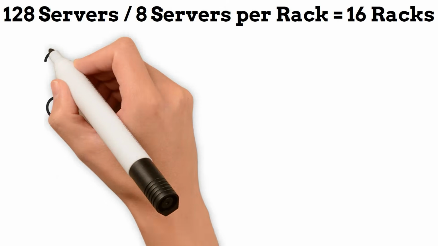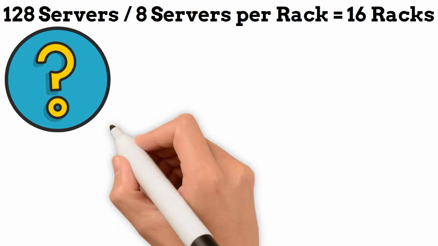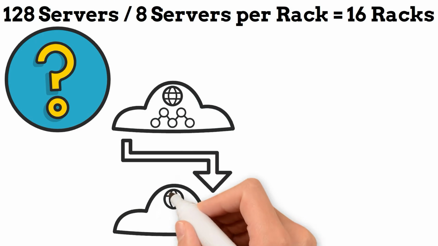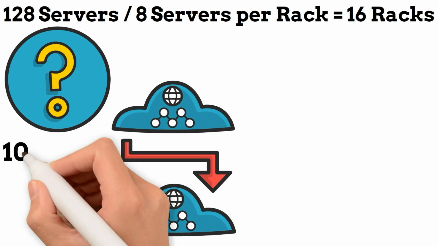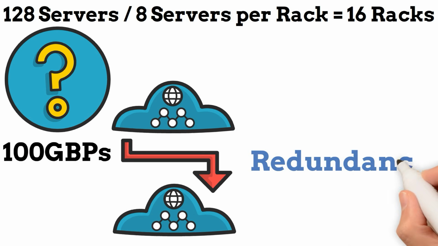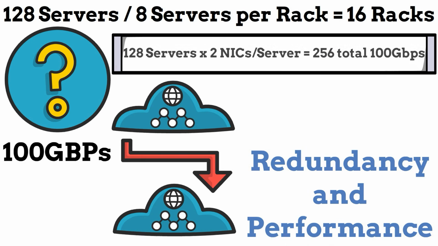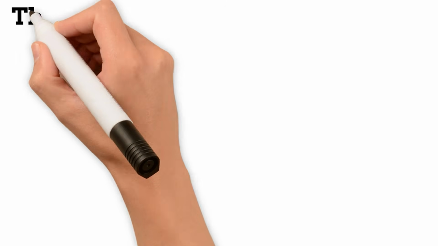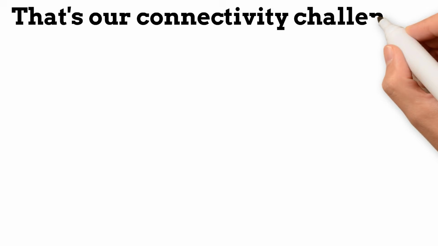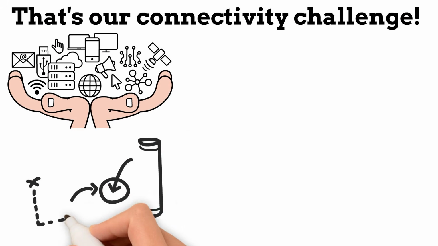But the most critical part is how these servers talk. Each server in this design is equipped with two 100 Gbps network interface cards, or NICs. Why two? Redundancy and performance. This means we have a grand total of 256 connections, and that's our connectivity challenge. How do we wire up 256 high-speed links without creating a traffic jam?